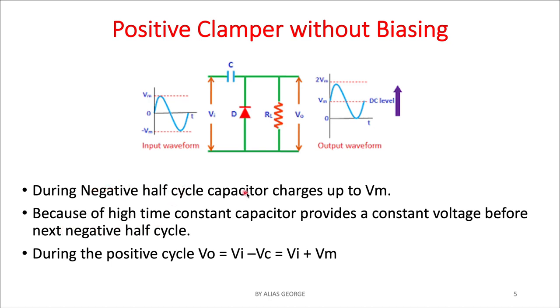So the capacitor is charging during the negative half cycle, and during the positive half cycle it provides a constant output voltage, that is Vm. Before the next half cycle it will again charge to Vm. During the positive cycle it provides a constant voltage, then again charges. This is the manner in which the capacitor acts in this circuit, and we gave the output waveform equation also. I hope everyone understood this. If not, please rewind this video.